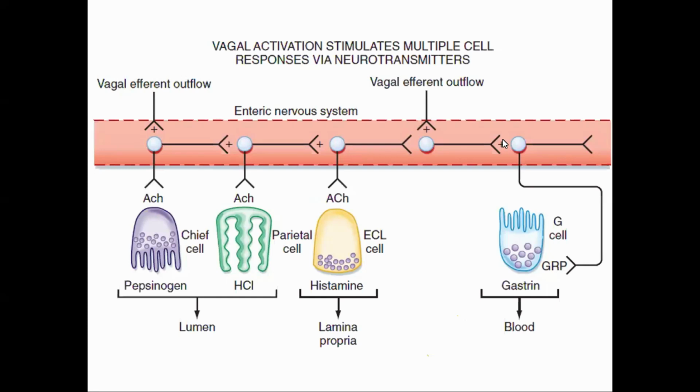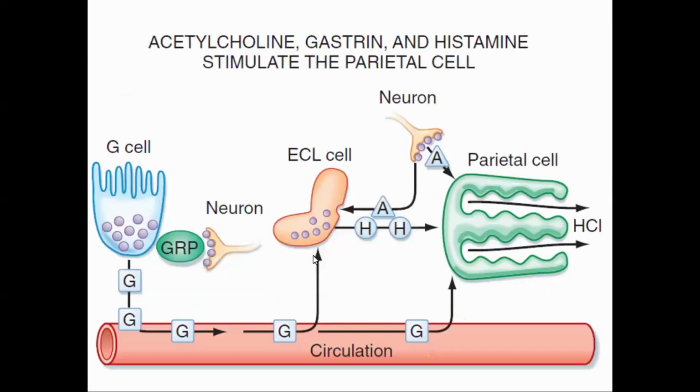The vagal efferent that acts on the G cell secretes which neurotransmitter? Okay, like that we will be asking. So the vagal efferent that acts on the G cell secretes gastrin releasing peptide as the neurotransmitter. Right? So when this G cell is activated by the neurons, it releases the gastrin releasing peptide.